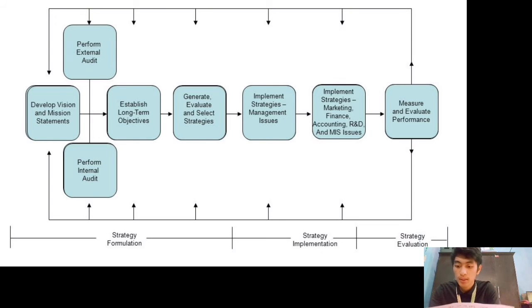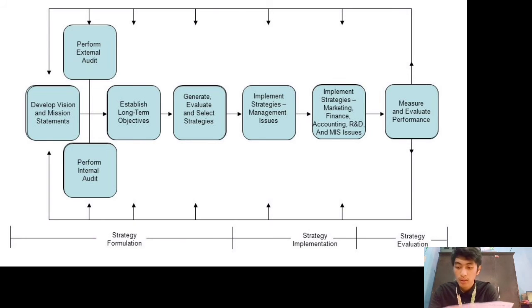The second activity is to perform an external audit. By performing an external audit, the organization can identify the threats and opportunities of the organization. By identifying the threats, they can be ready in case the threat happens, and when they identify their opportunities, they can use them to become successful in the future.